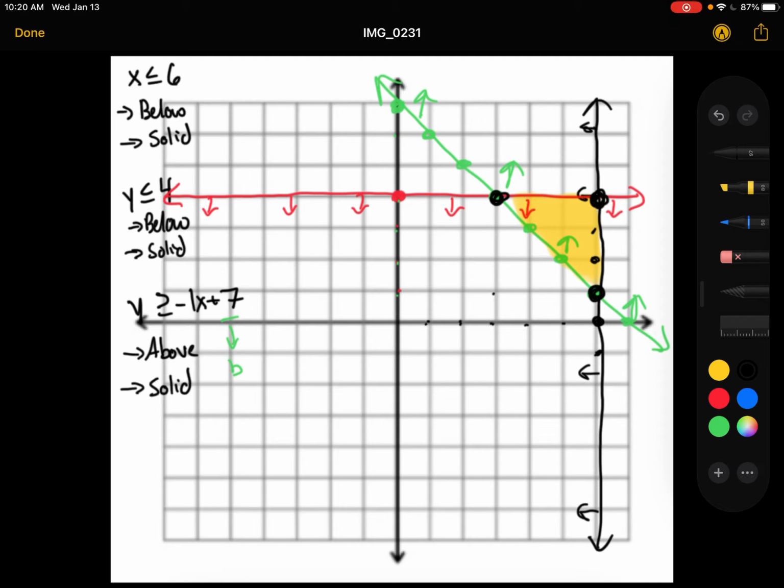So 1, 2, 3, 1, 2, 3, 4. 1, 2, 3, 4, 5, 6 up 1. And then finally 1, 2, 3, 4, 6 up 4. So those are going to be the 3 points that bound basically the solution. So any points that are inside of this shaded region are solutions. Anything that's outside of it, not a solution. So a little bit of extra work to do there, but the same concept rings true. You can do this with a whole bunch of different equations. In this case, we're working on 3.